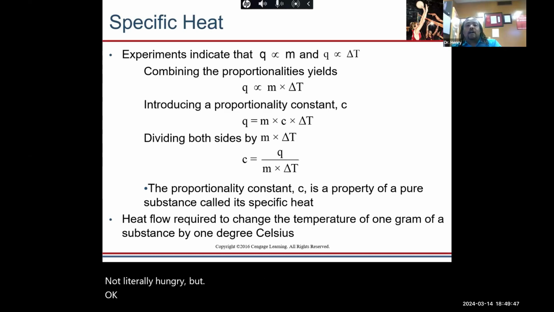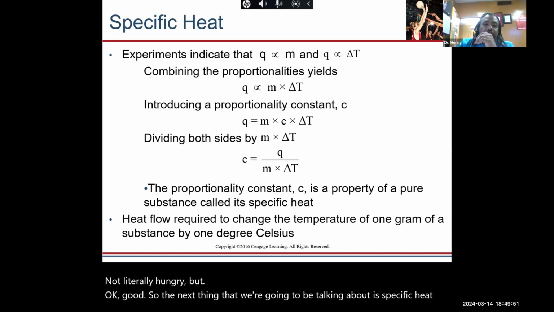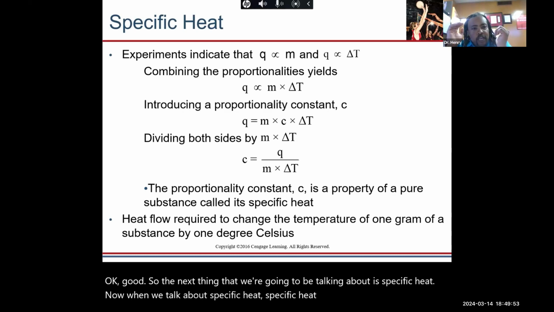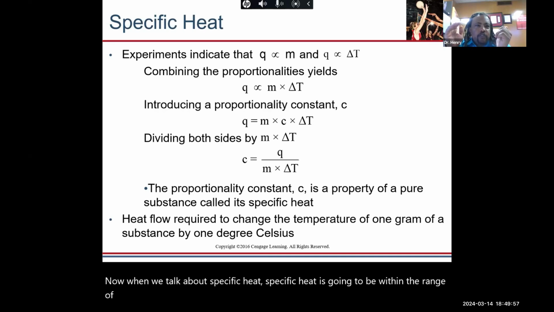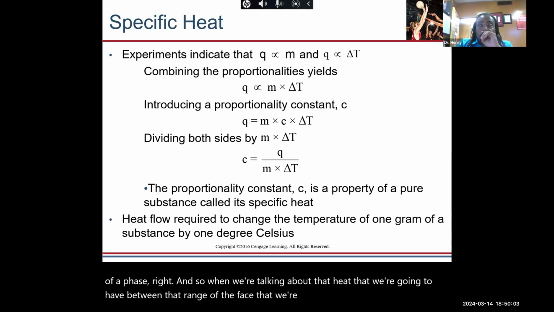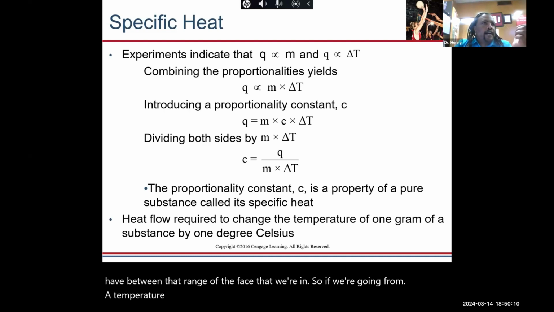So the next thing that we're going to be talking about is specific heat. Now, when we talk about specific heat, it's going to be within the range of a phase, right? And so when we're talking about that heat, it's going to be between that range of the phase that we're in. So if we're going from a temperature like negative 25 to 0 degrees, that's all in the solid phase, or ice, right?